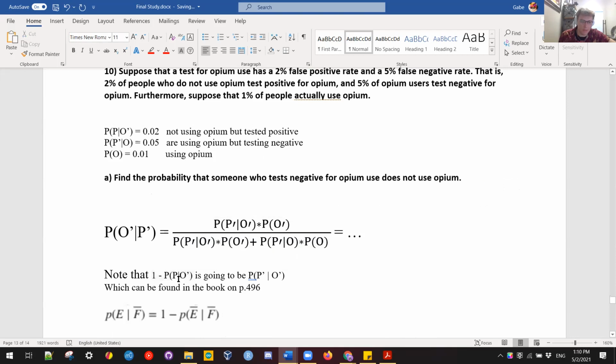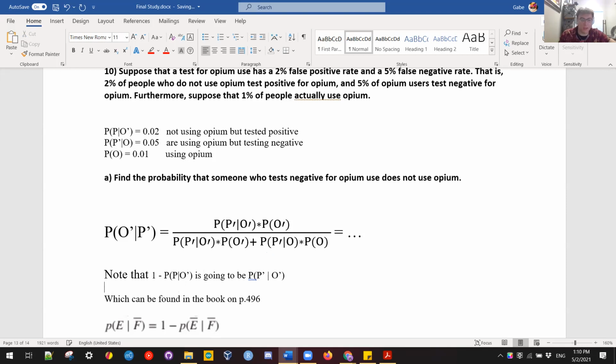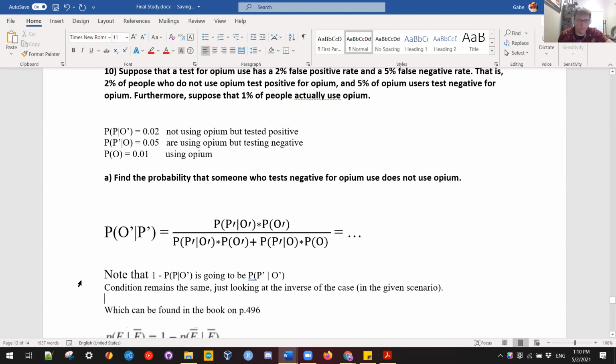minus something given a case, you keep this case the same, but you are inverting this case. Right. Because of statistic stuff. I don't know the exact. The condition remains the same. You're essentially looking at the inverse of that. So in this case, it's that you test positive given that you didn't use opium. You're then looking at when you take the complement of that, you're then finding the amount of people that tested negative while they weren't using opium.